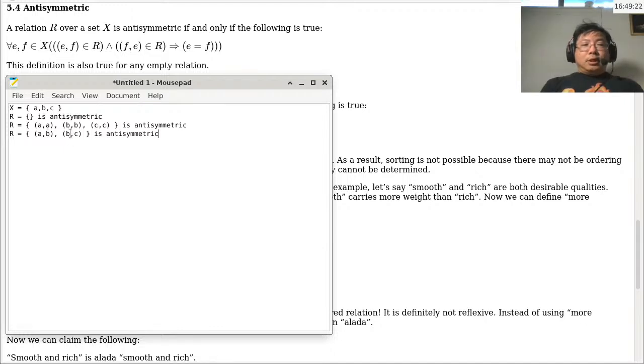What if E is B and F is C? Same situation. So this is an example of something that is antisymmetric but not symmetric. Are we good so far?